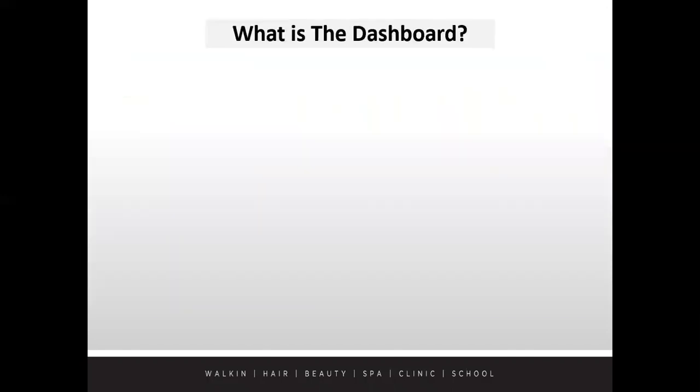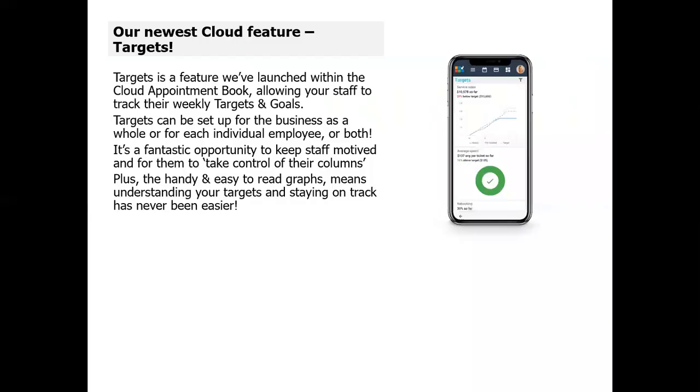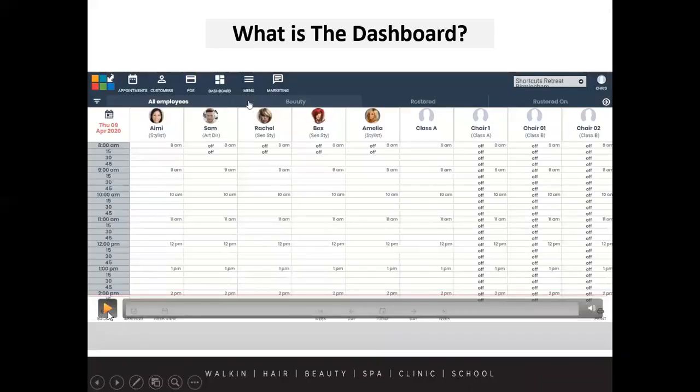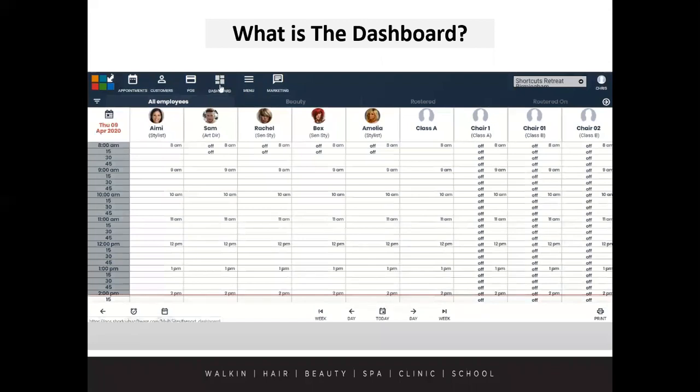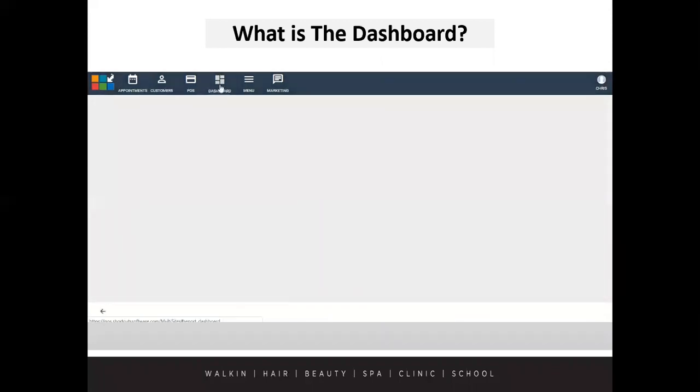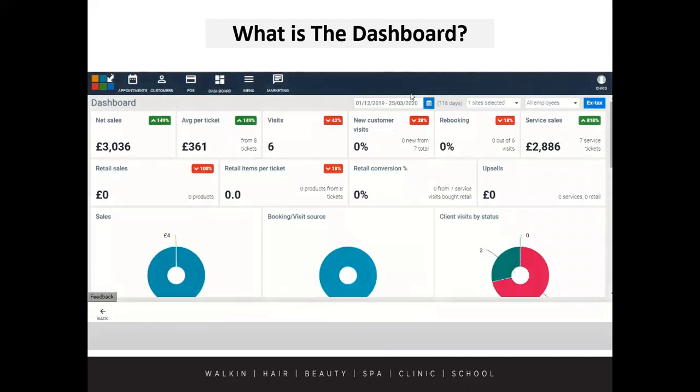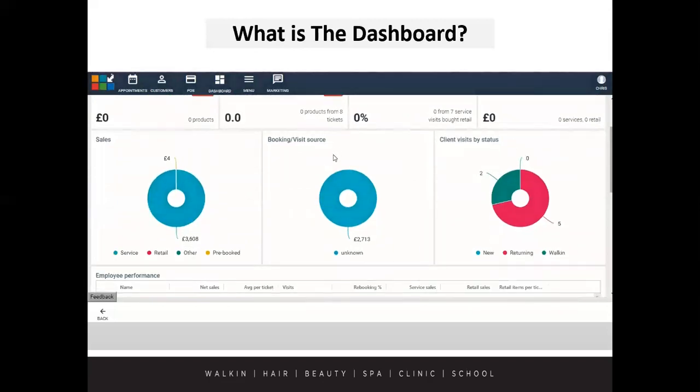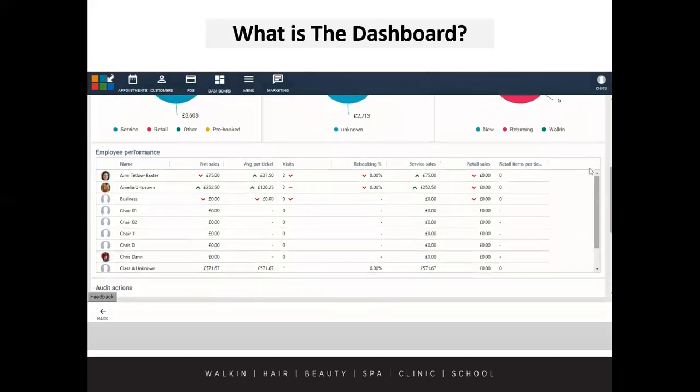So what is the dashboard then? Let's just go back. The dashboard can be viewed right at the top of the screen, and your dashboard is essentially all of your business reports fused into one. You can change the date range along the top. You can toggle between multiple sites, multiple employees or specific employees, and view it ex tax or including tax. Along the top, we have 10 KPI tiles, KPI meaning key performance indicators. Under those 10 KPI tiles, we have 3 pie charts, and this is your sales, booking, visit and source, and client visits by status.